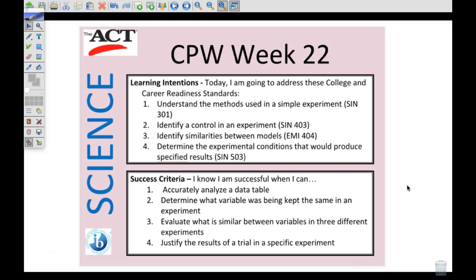This is round 5, where we will be understanding the methods used in a simple experiment, identifying a control in an experiment, identifying similarities between models, and determining the experimental conditions that would produce specified results. We know we'll be successful. We can analyze a data table accurately, determine which variable was being kept the same in an experiment, evaluate what is similar between variables in 3 different experiments, and justify the results of a trial in a specific experiment.